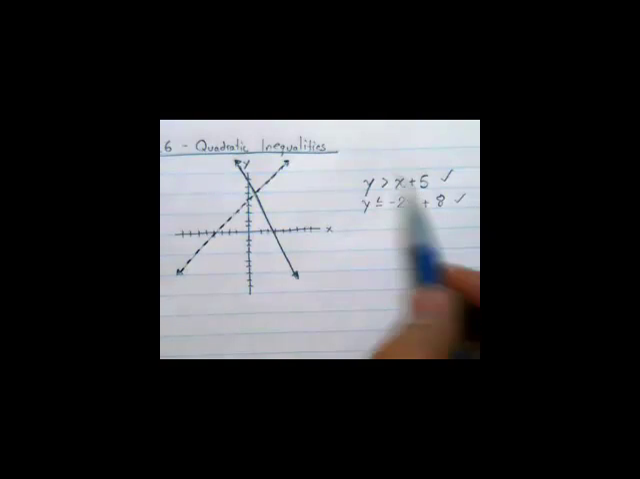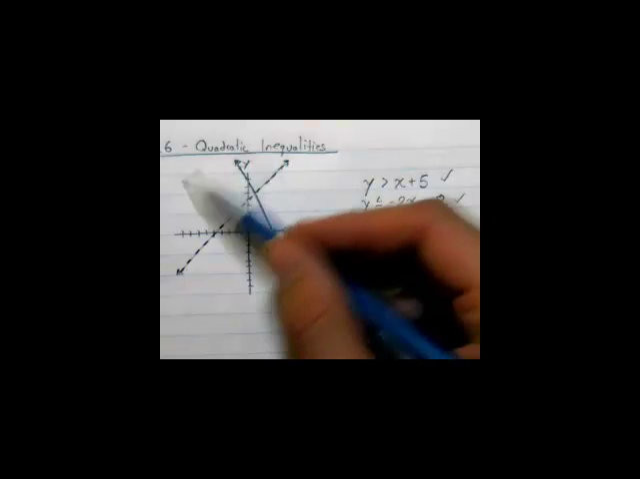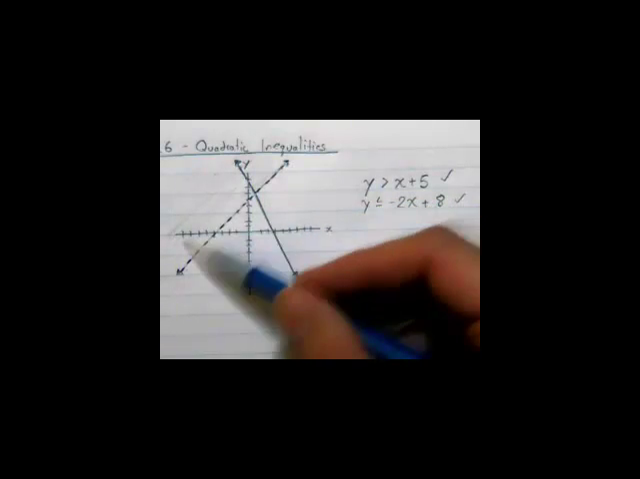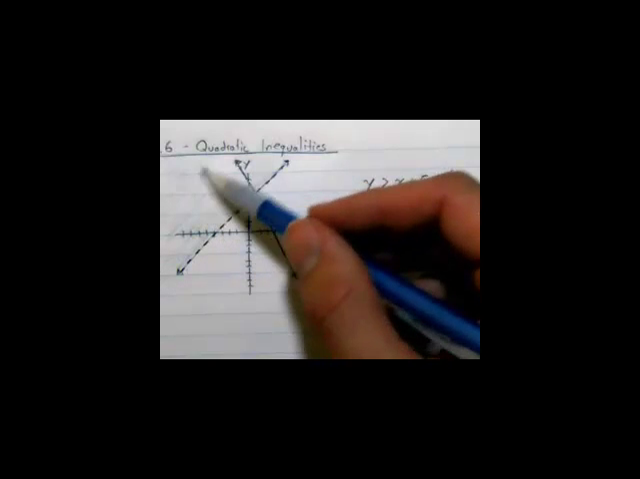So, okay. That first one, y greater than x plus 5. If it's greater than, you shade above. If it's less than, you shade below, right? So this one, we're going to shade above that line to indicate that all the little points that are up here all make that inequality true.